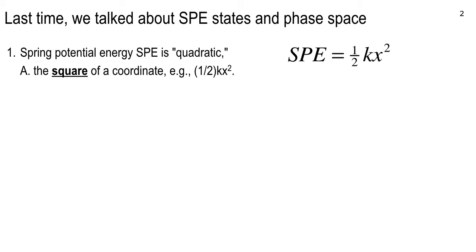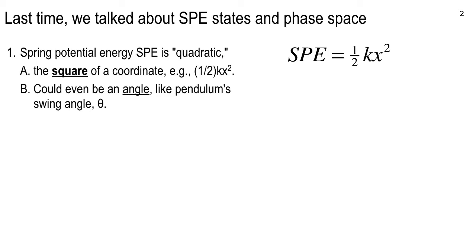Now, it's possible to even have an angle as your coordinate. And the example that we had for that was actually the swing angle of the pendulum. And then we kind of converted mentally to an x-axis by saying that the actual curved motion was really close to a flat x-axis motion.